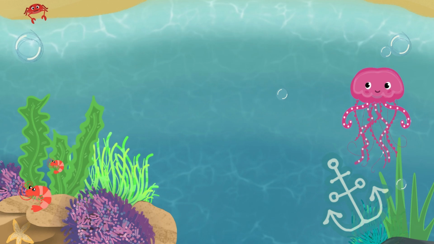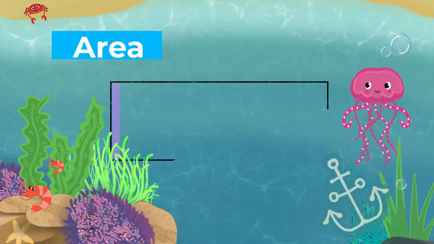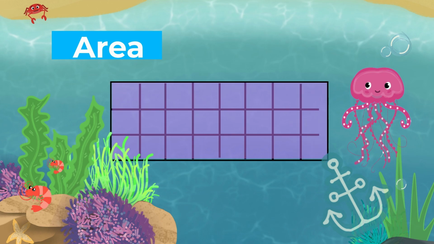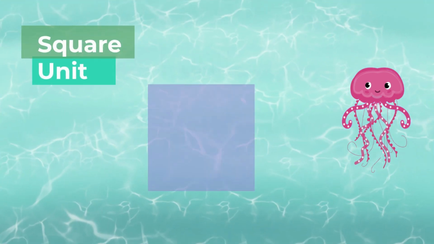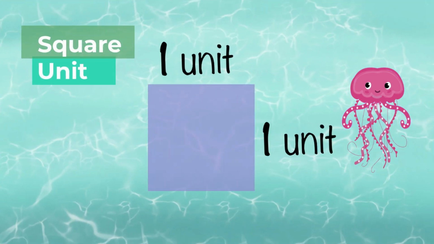The first being area. Area is the space inside a 2D shape, and it is measured in square units. Next, it is important to know what a square unit is. A square unit is a 1 by 1 square.